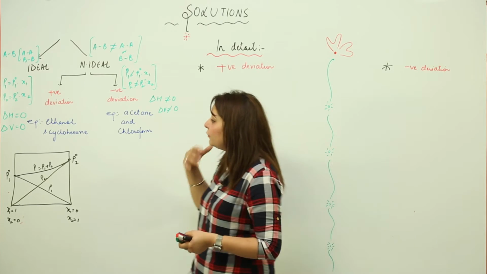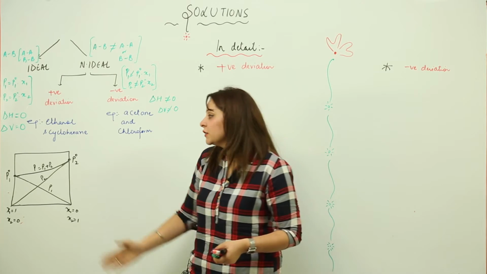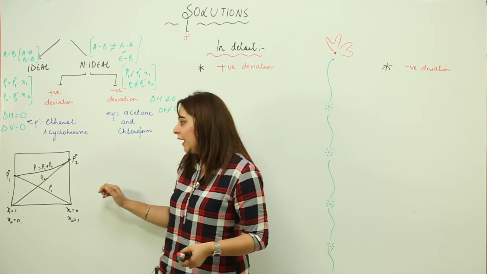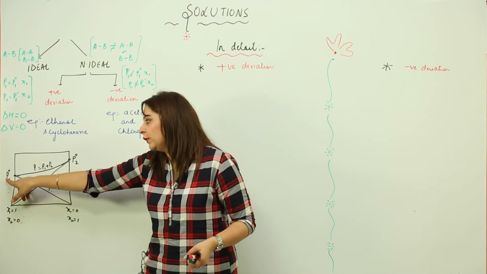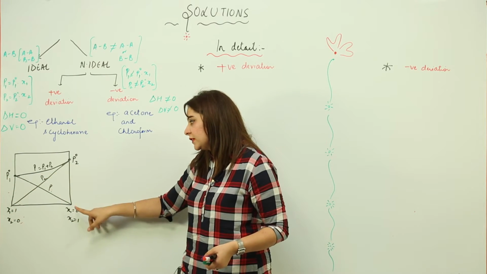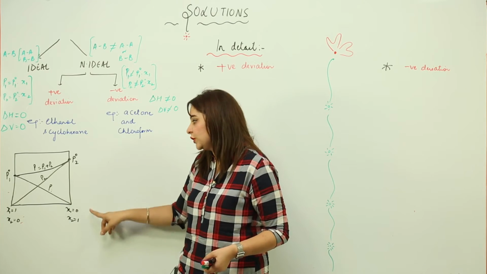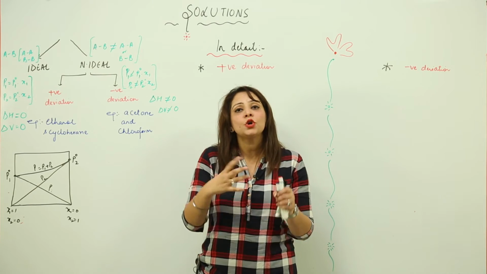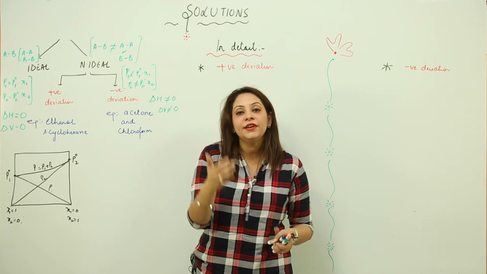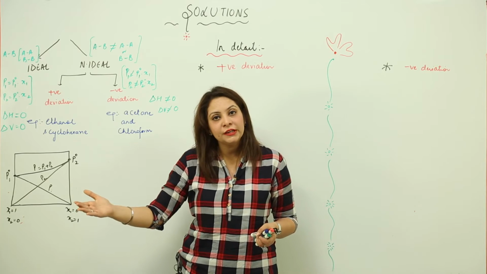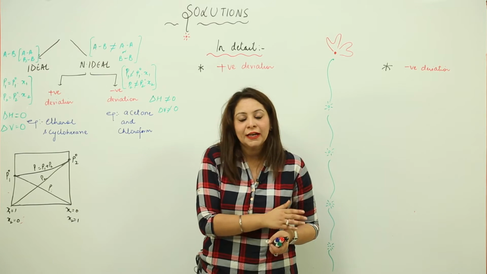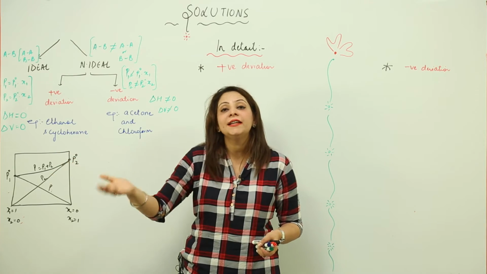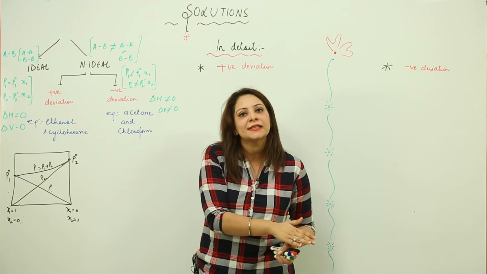So if we talk of a non-ideal solution graphically, this is not obeyed by the non-ideal solution, right, because in this case P1 is not equal to P1 naught into X1 and P2 is not equal to P2 naught into X2, right. So that means we will see a certain kind of deviation. Now when we talk of deviation, we will see that the deviations are of two types. Either the vapor pressure will increase or the vapor pressure will decrease. That means either it will have more vapor pressure as compared to the ideal one, or it may have less vapor pressure as compared to the ideal one.